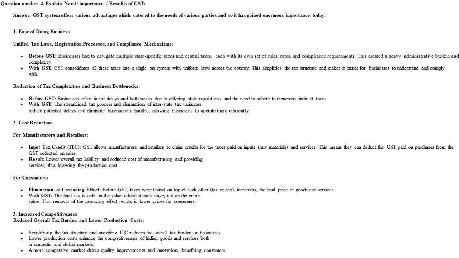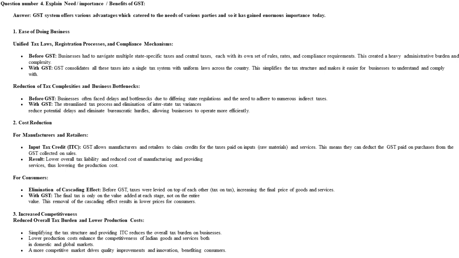For consumers, elimination of cascading effect. Before GST, taxes were levied on top of each other, tax on tax, increasing the final price of goods and services. With GST, the final tax is only on the value added at each stage, not on the entire value.